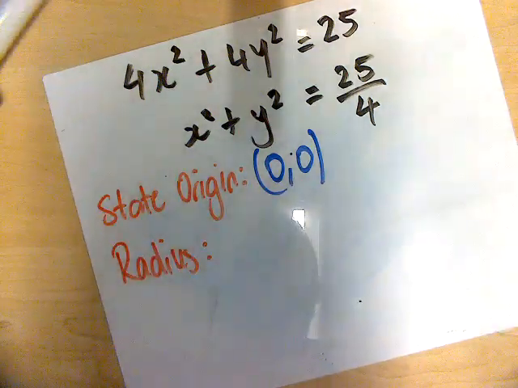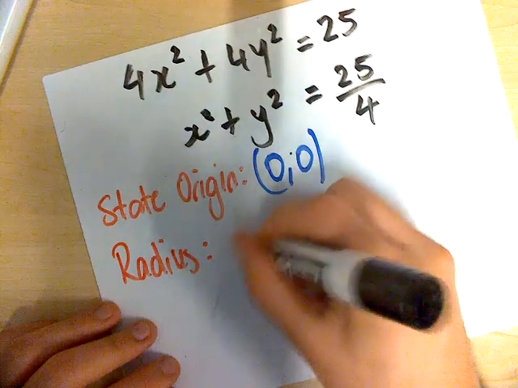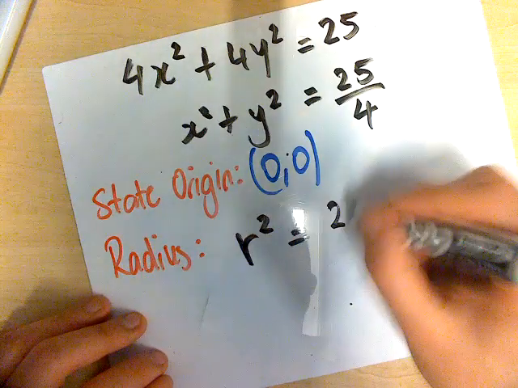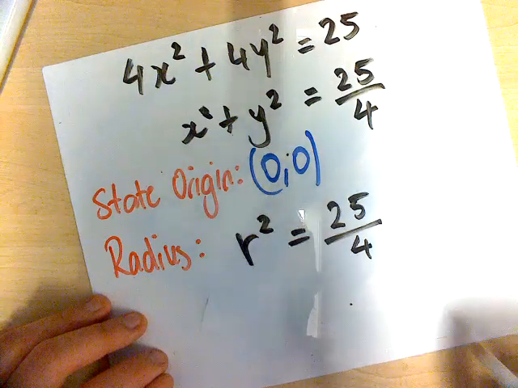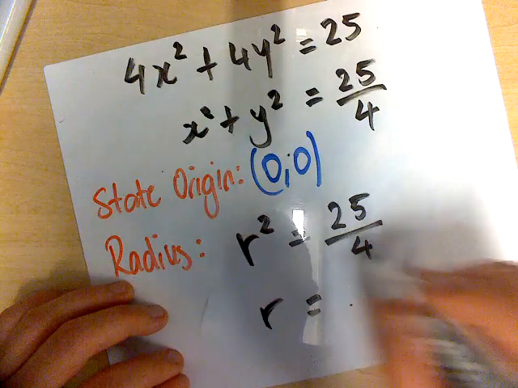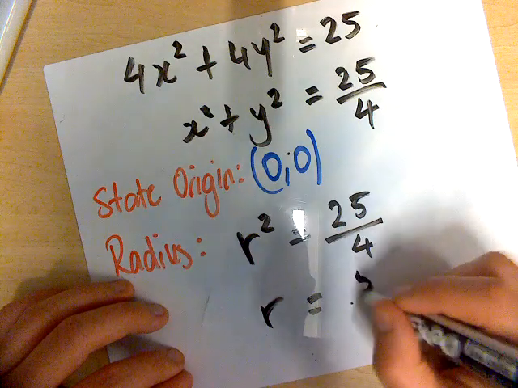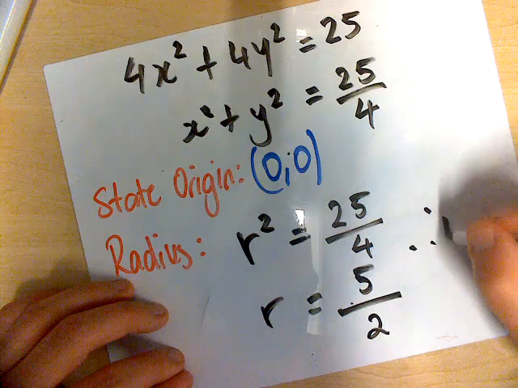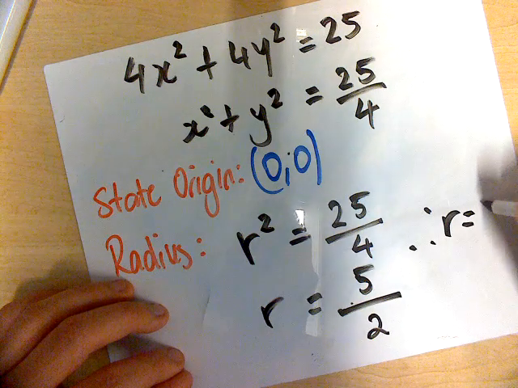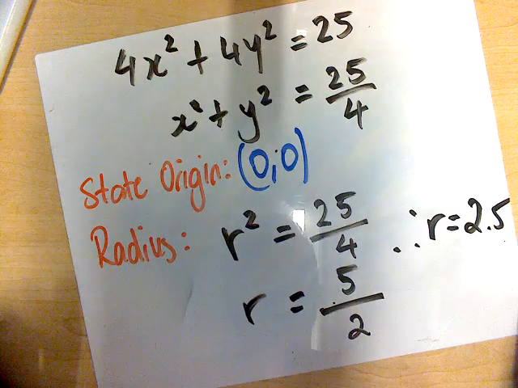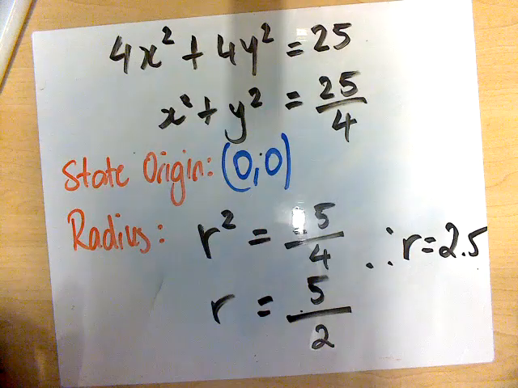To do that, all we do is let this side equal r squared, our radius, and we look at whatever we have left on this side, so 25 over 4, and we solve this equation. So if I square root both sides, get rid of this squared, square root of 25 is 5, square root of 4 is 2, so therefore r is going to equal 2.5. So we now have all the information we need to actually draw a circle.